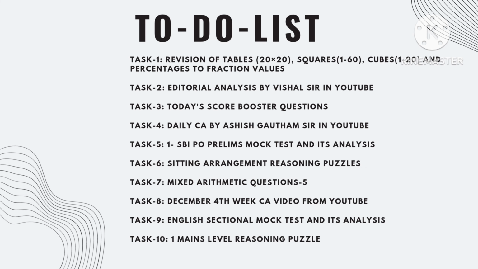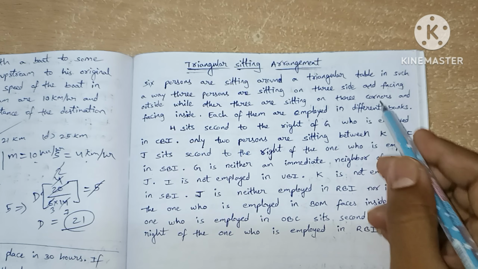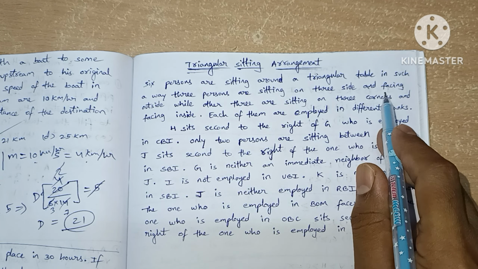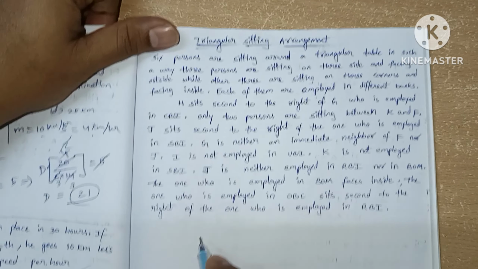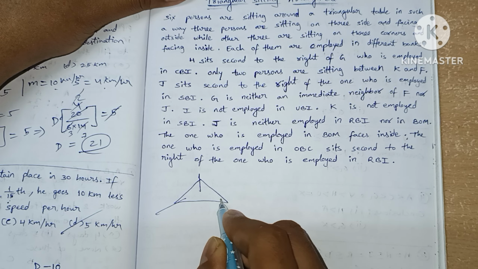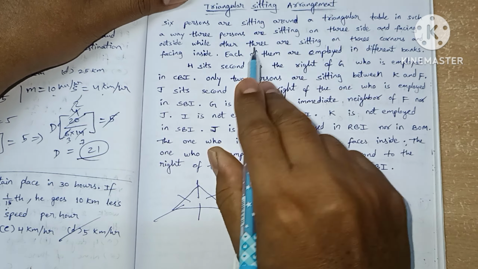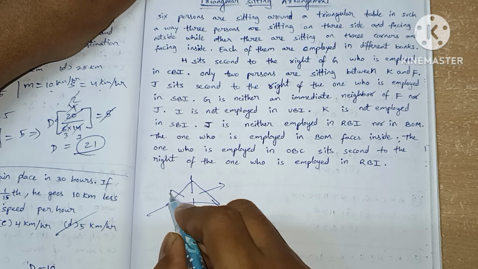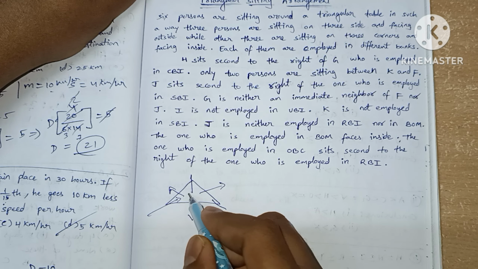Now we are going to see a triangular sitting arrangement puzzle. 6 persons are sitting around a triangular table in such a way that 3 persons are sitting on the 3 sides and facing outside, while the other 3 are sitting on the 3 corners and facing inside. So the diagram will be like this: the middle persons on the sides are facing outside, and the corner people are facing inside.